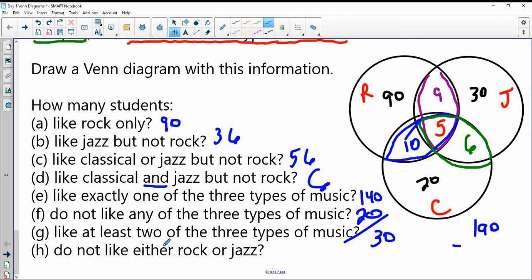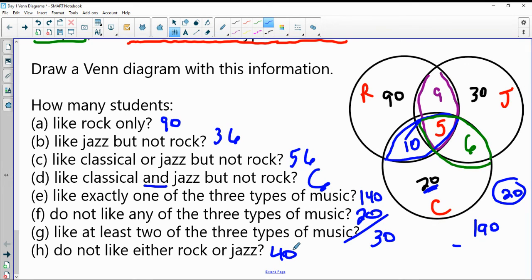And did not like either rock or jazz. So rock, jazz, we don't like either of these. So the ones that don't like either of these are the classicals and the ones who didn't like anything. So remember, if that's kind of tricky to remember, you have to put in those 20 that don't like anything. So 20 and 20 gives me 40.